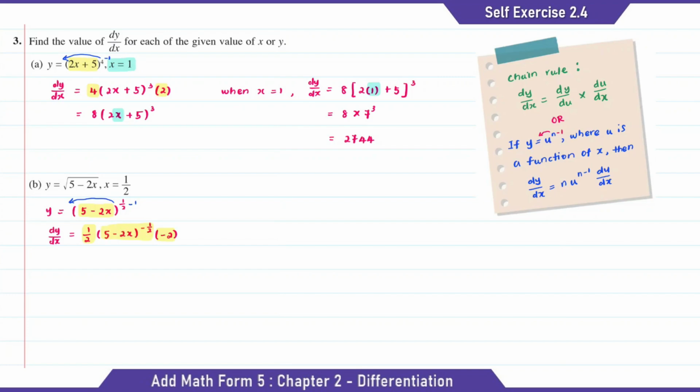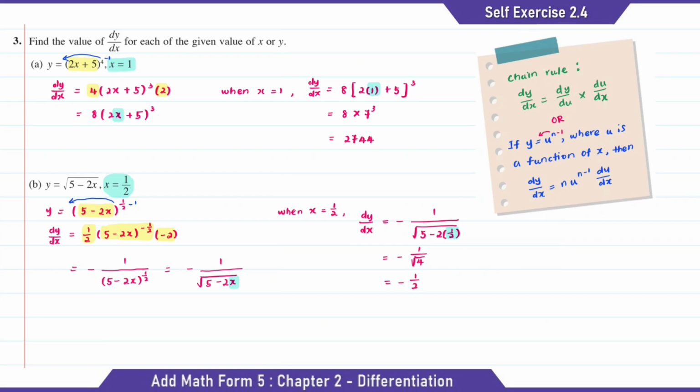So here 1 over 2 times negative 2, the answer is negative 1. Then write the power here in positive form. This is equal to negative 1 over bracket 5 minus 2x to the power of 1 over 2, which is the same as negative 1 over square root 5 minus 2x. The value of x given here is 1 over 2. To find the value of dy/dx, just substitute the x here with 1 over 2. This is equal to negative 1 over square root 4, which is equal to negative 1 over 2.